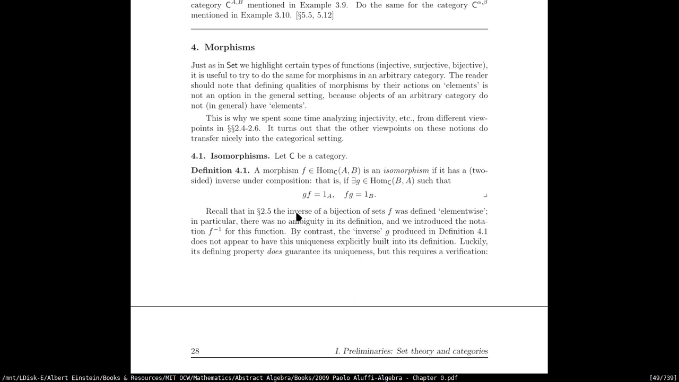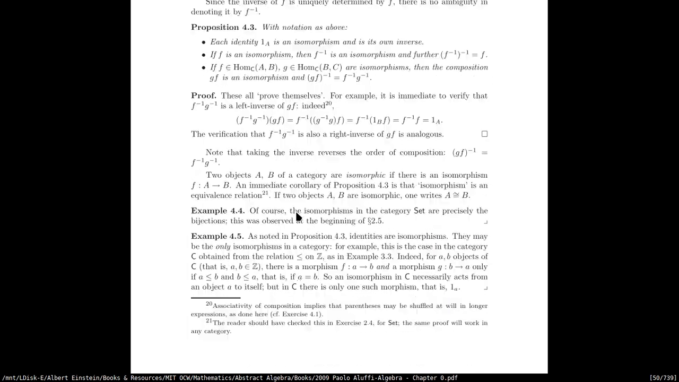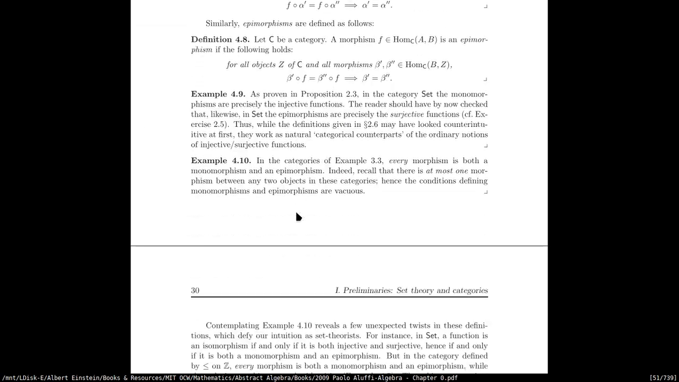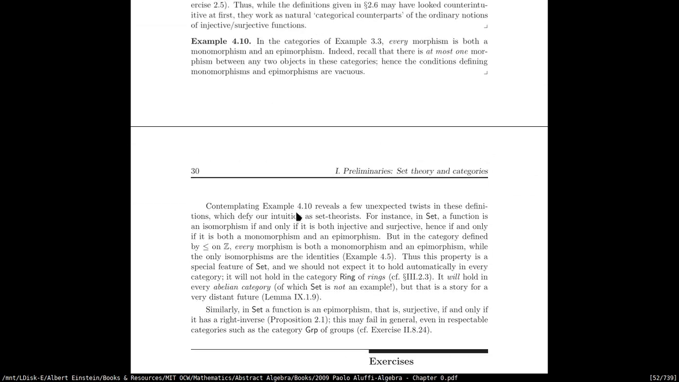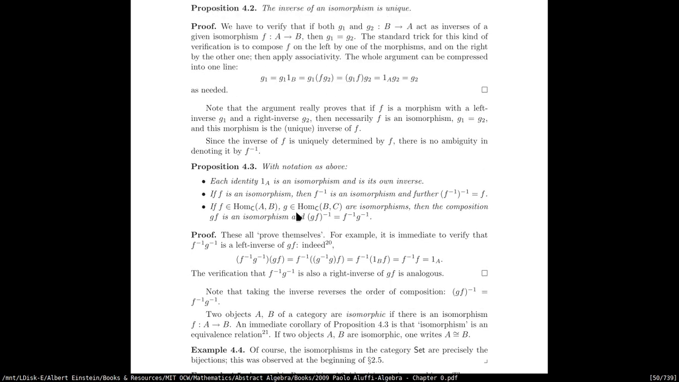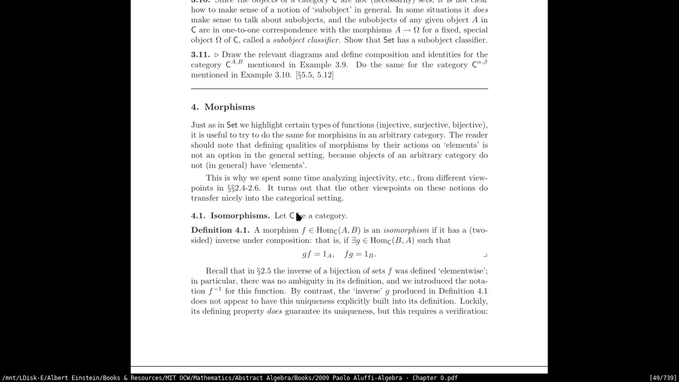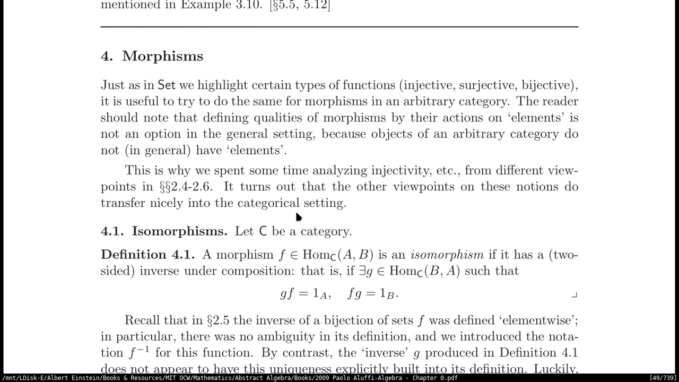Okay, so we have a few special things about morphisms. We've seen different kinds of functions: injective, surjective, bijective functions. But we have some categories of these morphisms as well. So first is the isomorphisms.